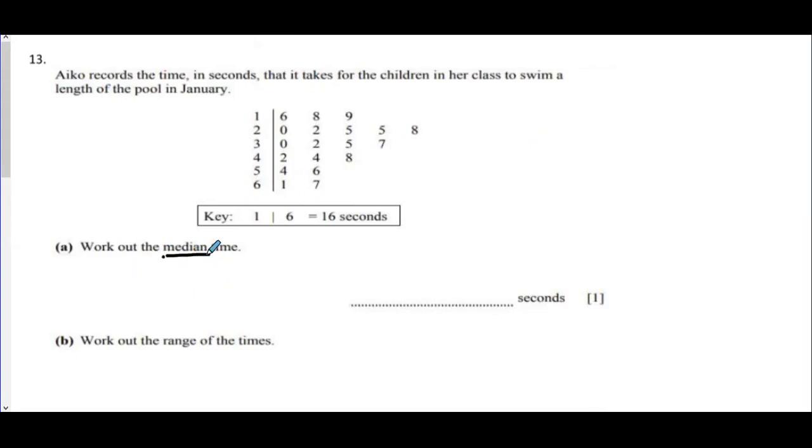Median means middle number. But it is a middle number when all the numbers are arranged from the smallest to the largest. Okay, so the median time. I'm going to read all these numbers and then choose which one will be the middle number.